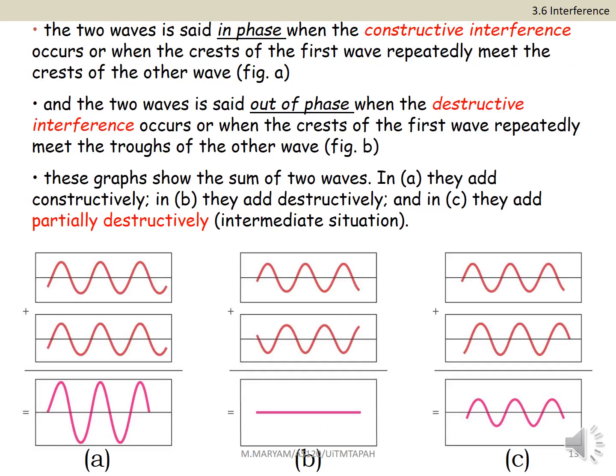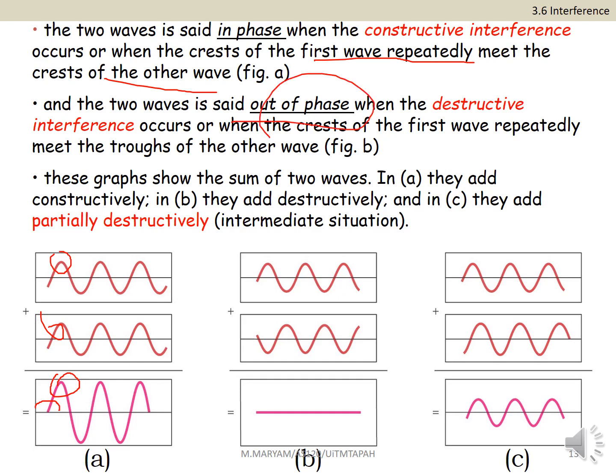The two waves are in phase when constructive interference occurs, or when the crest of the first wave repeatedly meets the crest of the other wave, as you can see in the figure. Crest met with crest. So the waves will add constructively, as in the last figure here.